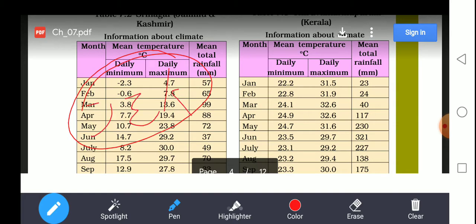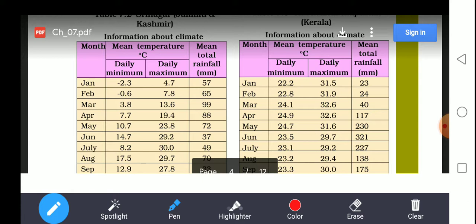This side is Kerala, K. If you cross-check both sides, in January the minimum temperature is minus 2.3 degrees Celsius in Jammu and Kashmir, and the maximum temperature is 4.7. But in the same month in Kerala, the minimum temperature is 22.2 degrees Celsius and the maximum is 31.5 degrees Celsius. If you see the rainfall, here it is 57 millimeters and here 23 millimeters.